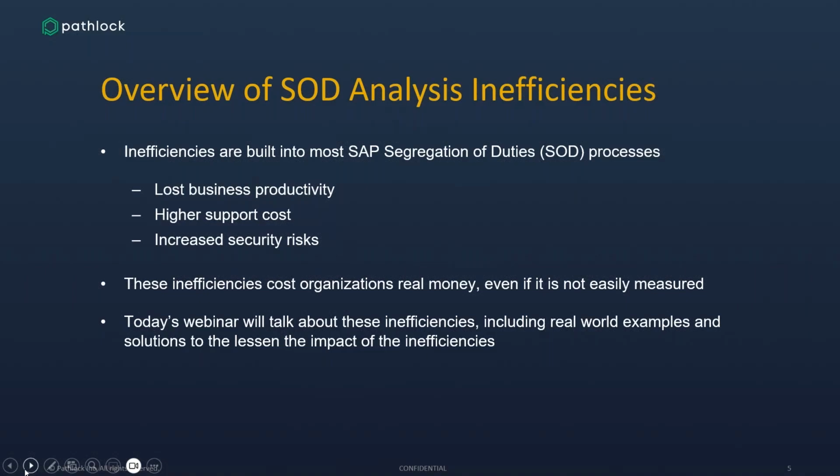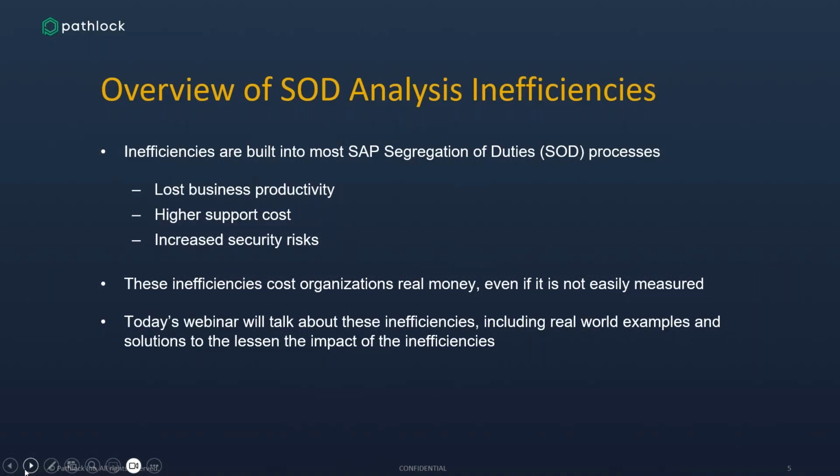many inefficiencies built into most SAP segregation of duties processes, and probably outside of SAP, but today we're talking about SAP. So there is a lot of lost business productivity. Access requests take longer to complete, so the business users don't get their access when they need it. They're not able to do their job. So that's what we mean by lost business productivity.